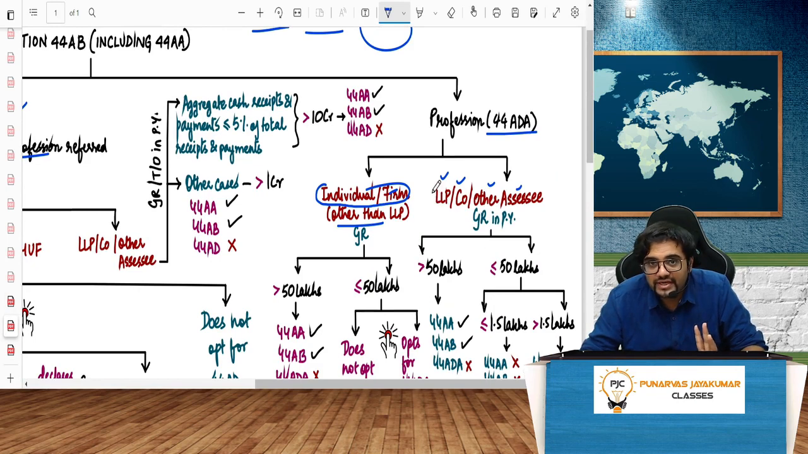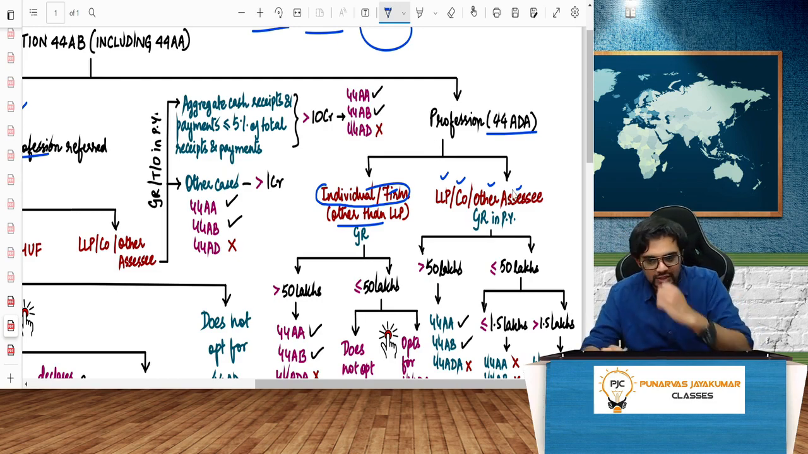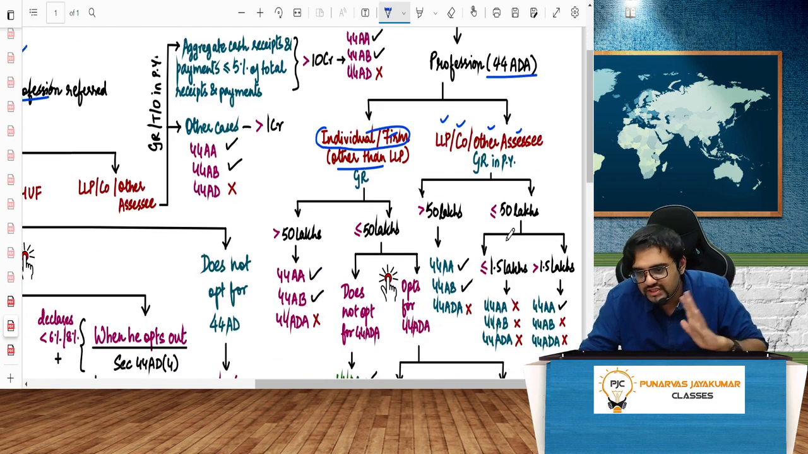So ADA, my dear friends, is applicable for individual and firm. HUF is not there. HUF is for AD. It is individual and firm only, other than LLP. Whereas for LLP, company and other SSE, it is separate. Now, let's stick to these others first.